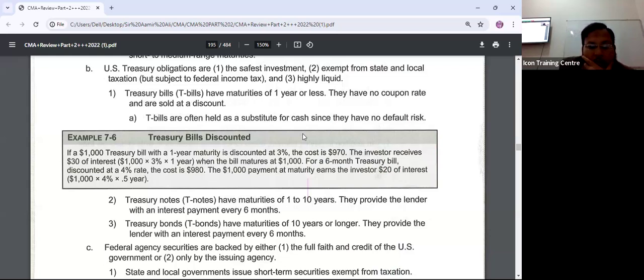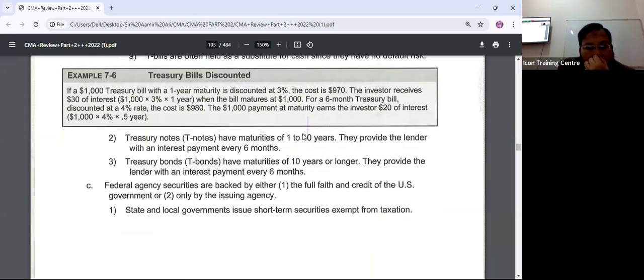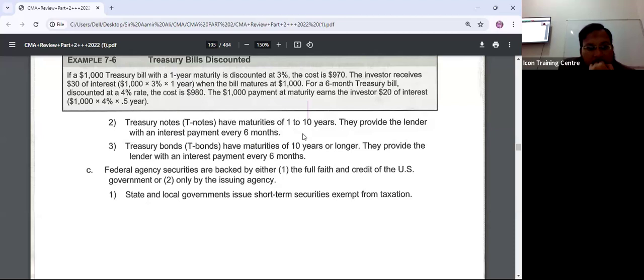So T notes have maturity of 1 to 10 years. They provide the lenders with an interest payment every 6 months, and T bonds have maturity of 10 years or longer. So we have treasury bills, treasury notes, and treasury bonds. Treasury bills are short term. Treasury notes and treasury bonds are long term.